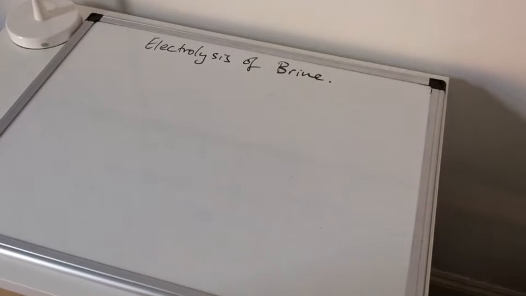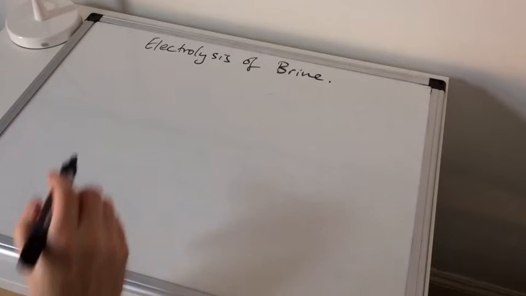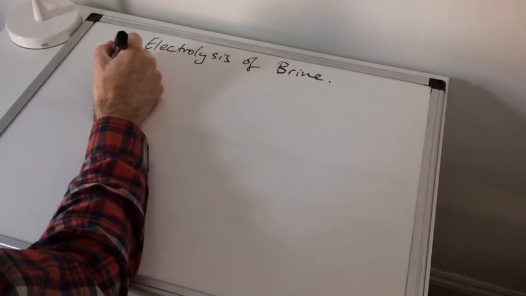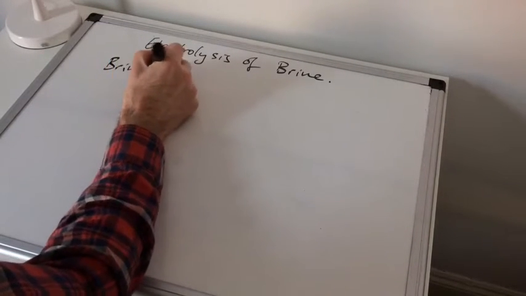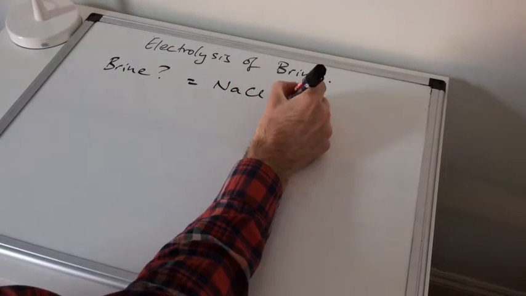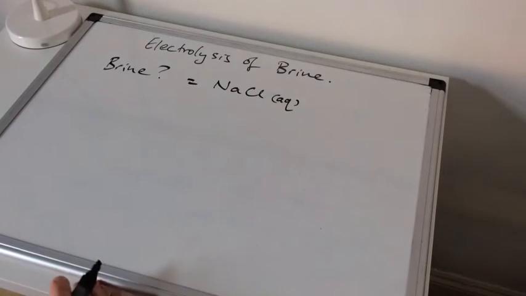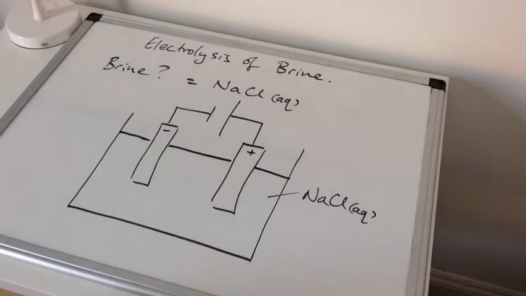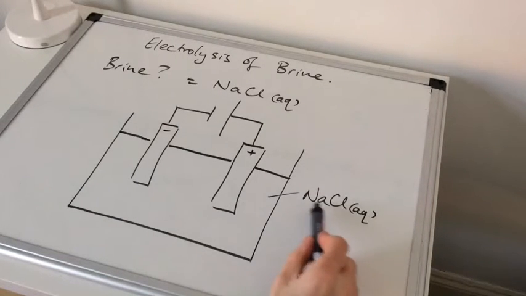In this video I'm going to look at the electrolysis of brine. So a good place to start is to say, well, what is brine? Well, it's a solution of sodium chloride. So we can represent that with the formula NaCl aqueous. So essentially what we're going to do is pass electricity through this solution of sodium chloride.